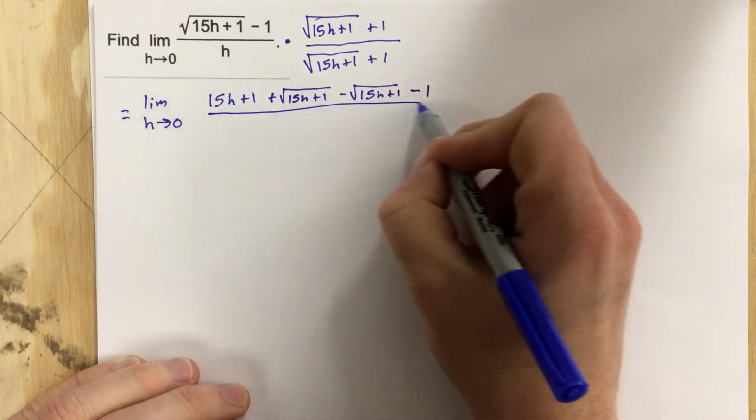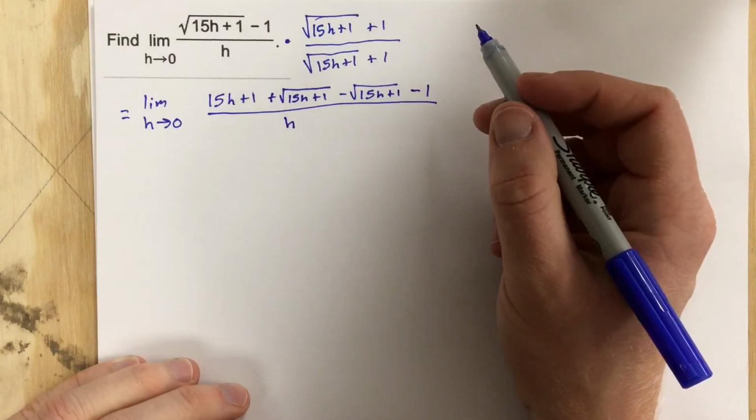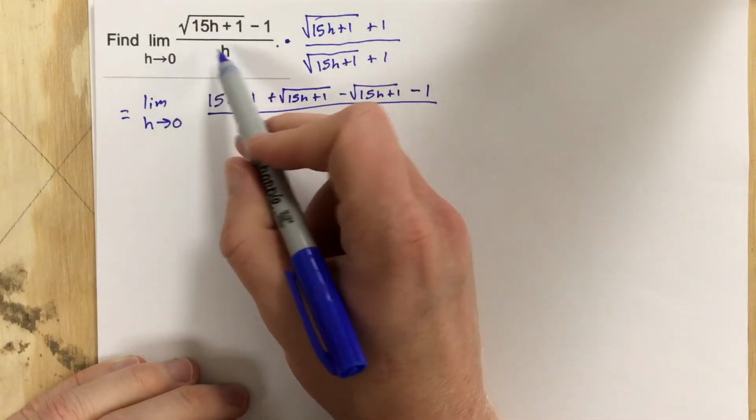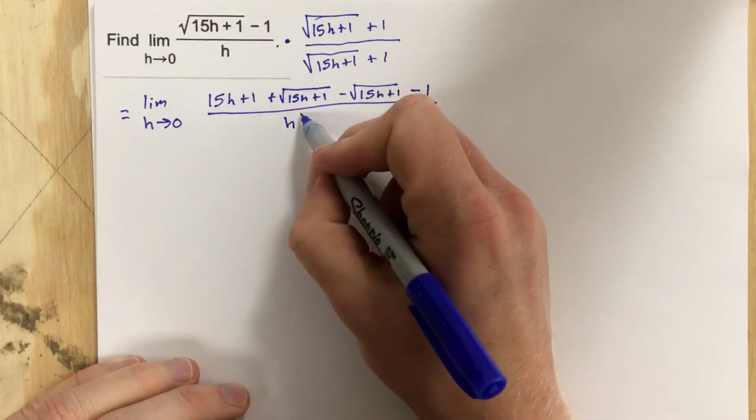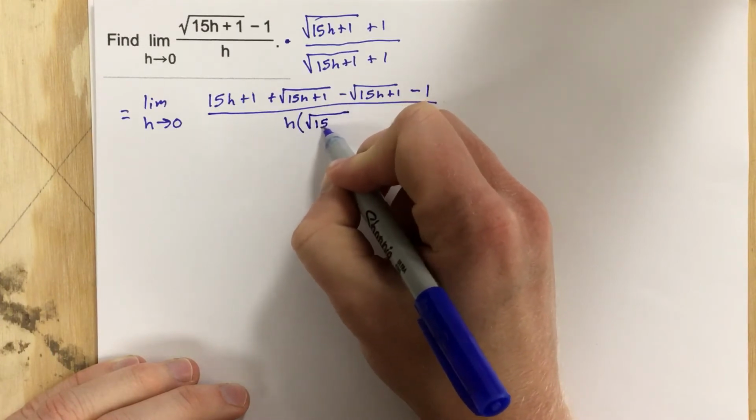All over, on the bottom, I'm trying to cancel the h out. That was our problem to begin with, so when we plug in the 0, we can't divide by 0, so I'm going to just leave this as a multiplication and not do any distributing.